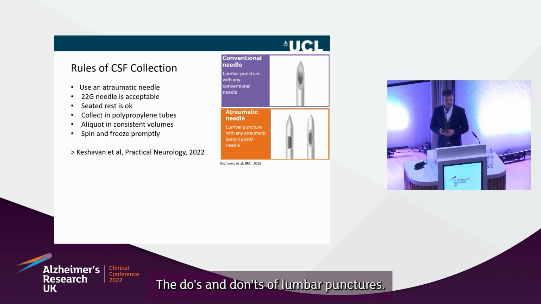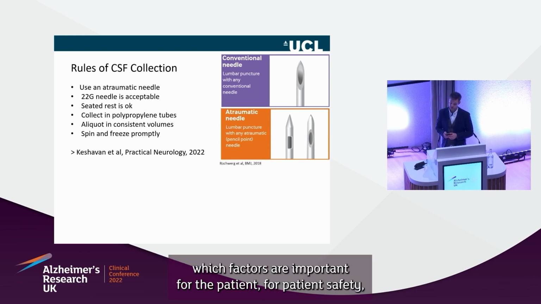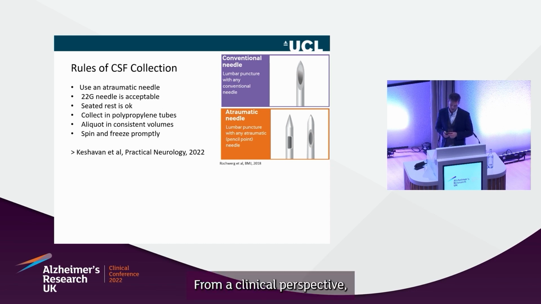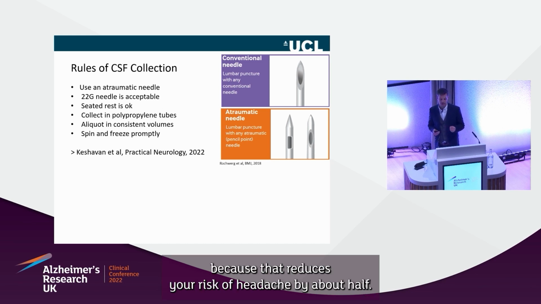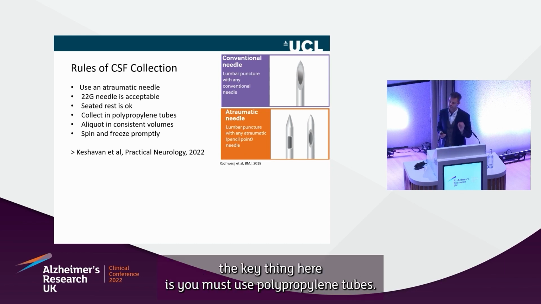The do's and don'ts of lumbar punctures. Well, over the last 10 years, we've done a lot of work establishing which factors are important for patient safety, and also for the reproducibility and validity of the results. From a clinical perspective, it is important to use an atraumatic needle because that reduces your risk of headache by about half. And then in terms of pre-handling, the key thing here is you must use polypropylene tubes.